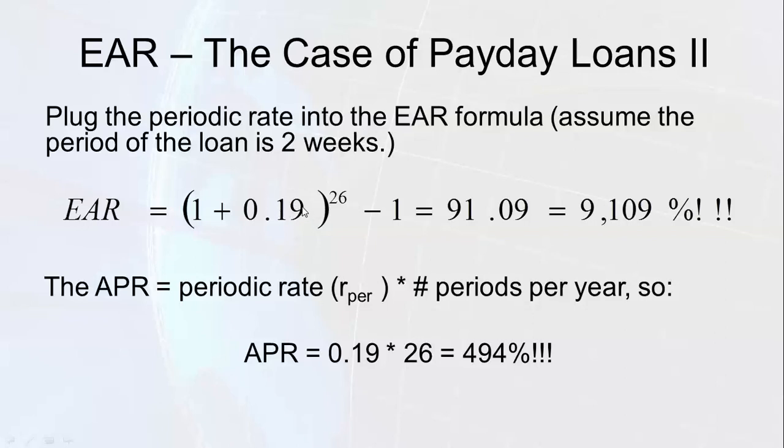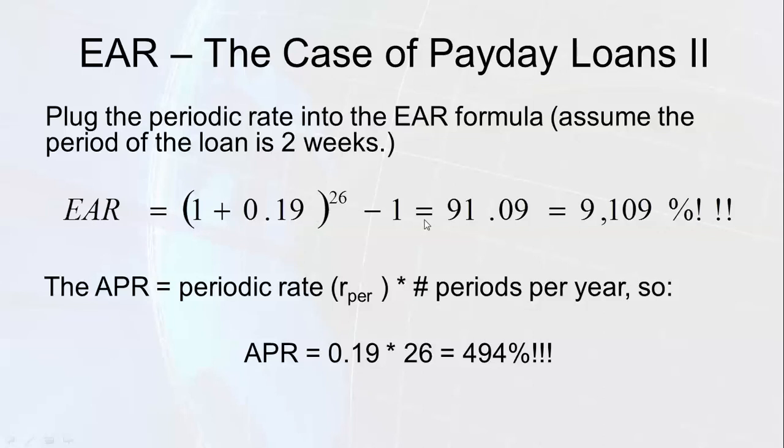So what is the number of compounding in a year? So 2 weeks, there are 52 weeks. So it's a rate for 2 weeks. So 52 divided by 2 is 26. Okay. So 1 plus 19% raised to 26 minus 1 equals 91.09, equals 9,109%.